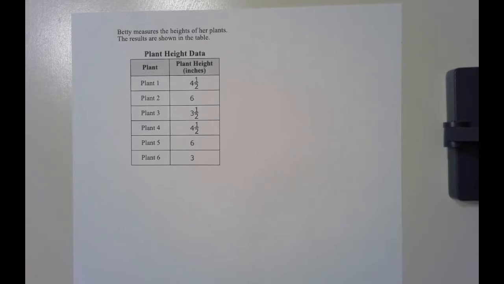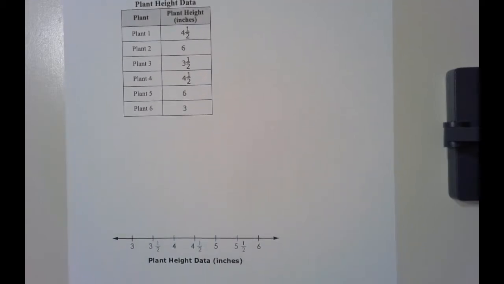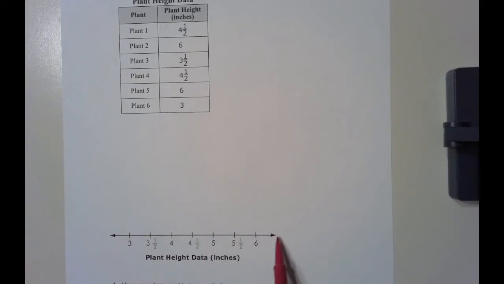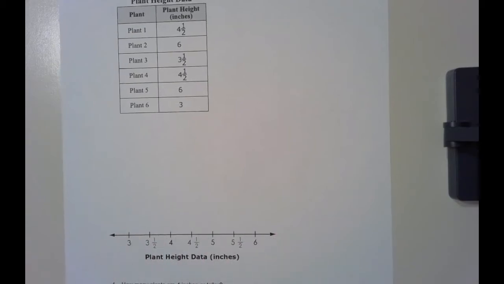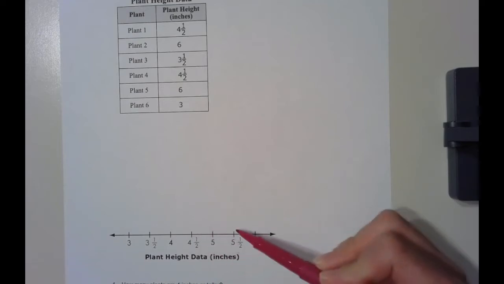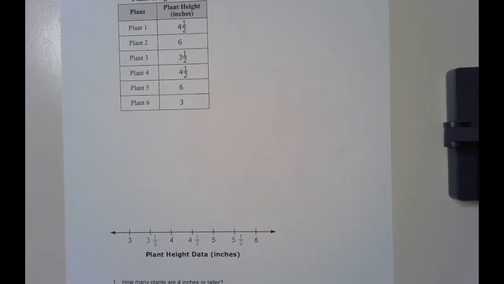So what I'd like you all to do is draw a number line, one that looks just like this one here. A straight line across with 2 arrows on each side, and label it. You're going to want to make 1, 2, 3, 4, 5, 6, 7 tick marks on your number line. And label them: 3, 3.5, 4, 4.5, 5, 5.5, 6.